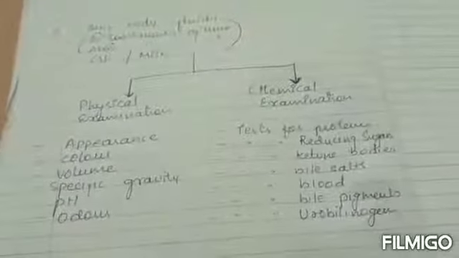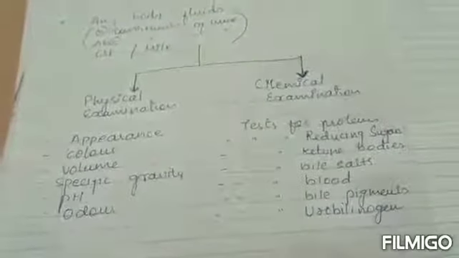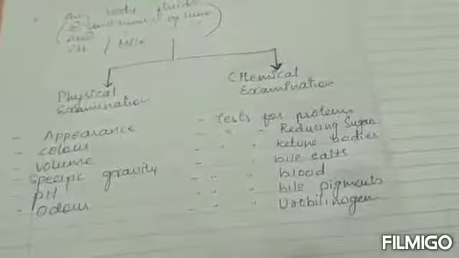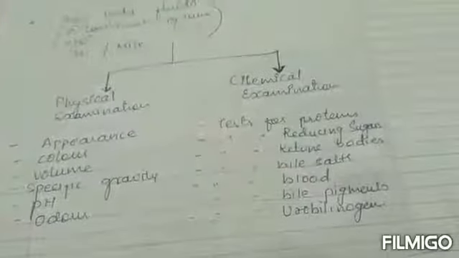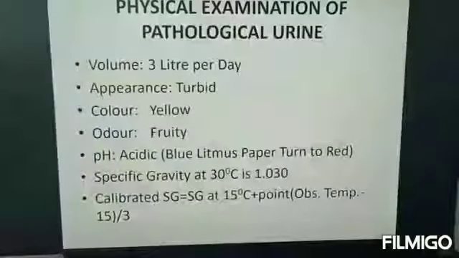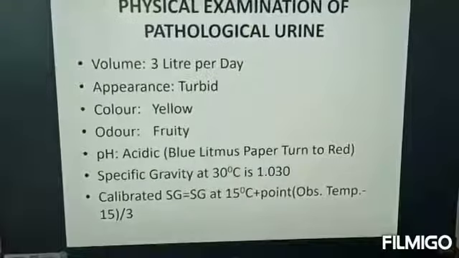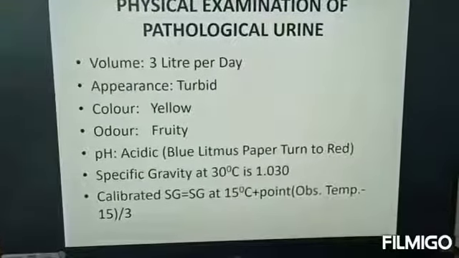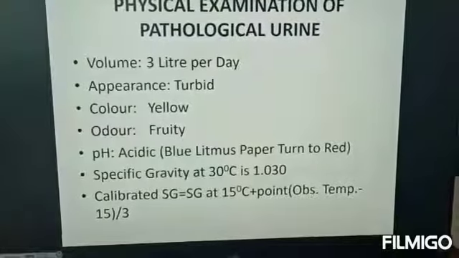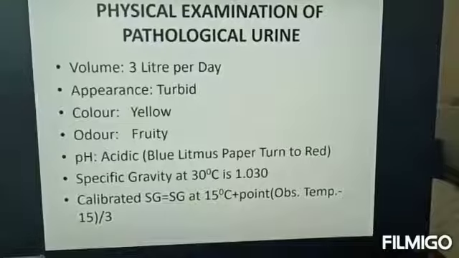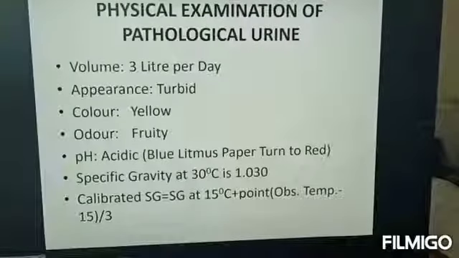For the practical part, there is physical examination and chemical examination. Physical examination includes appearance, color, volume, specific gravity, pH and odor. And chemical examination includes test for protein, test for reducing sugar, test for ketone bodies, test for bile salts, test for blood, test for bile pigments and test for urobilinogens. This is the protocol of how to write a physical examination of pathological urine: volume, appearance, color, odor, pH, specific gravity and calibrated specific gravity. Volume is written as per given to you.